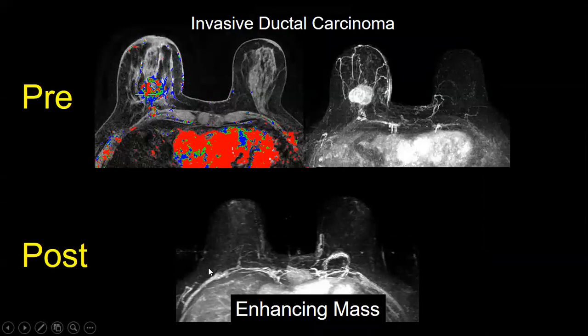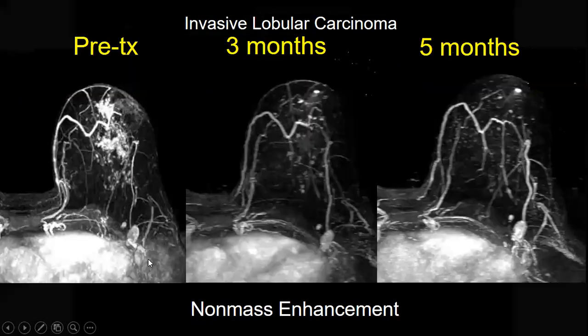Now, this is another case. This is an invasive ductal carcinoma enhancing mass. And on the top row here, you see this mass, the color parametric map, showing you red, which represents washout kinetics. But here's the mass at the maximum intensity projection image. You do not see that anymore after administration of neoadjuvant therapy.